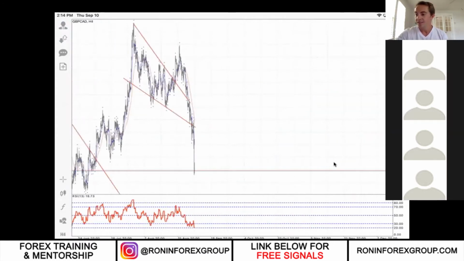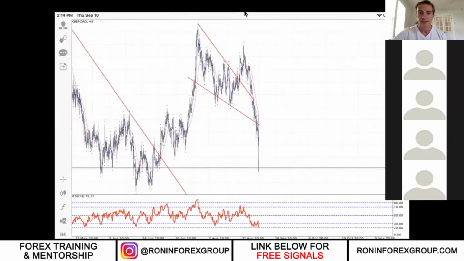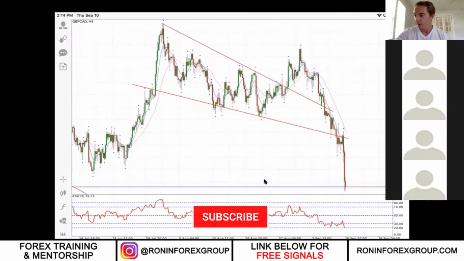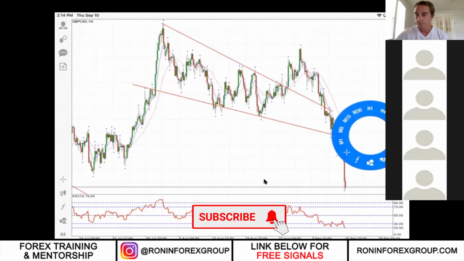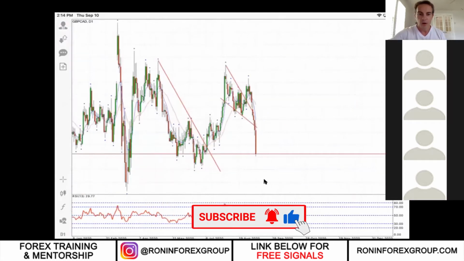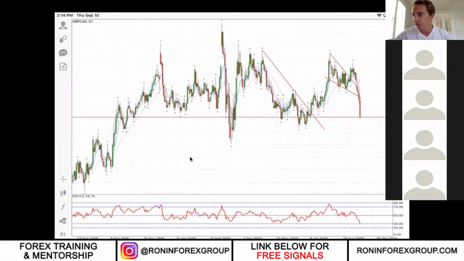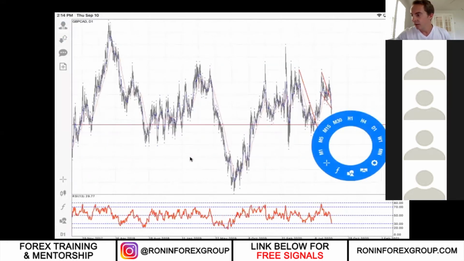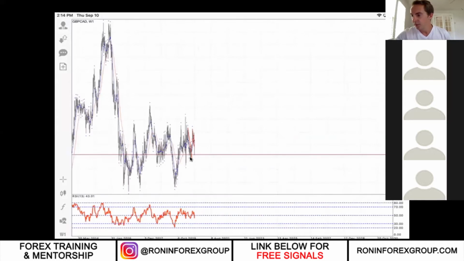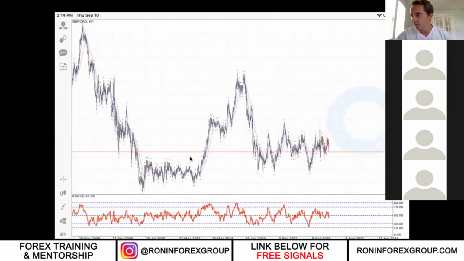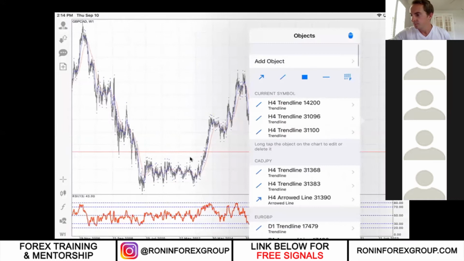And let me know if this is making sense to you in the comments. You can see how incredibly oversold we are. Here we are on the 4-hour. Here we are on the daily chart at this massive level of support, and this is what that same level looks like on a weekly chart.